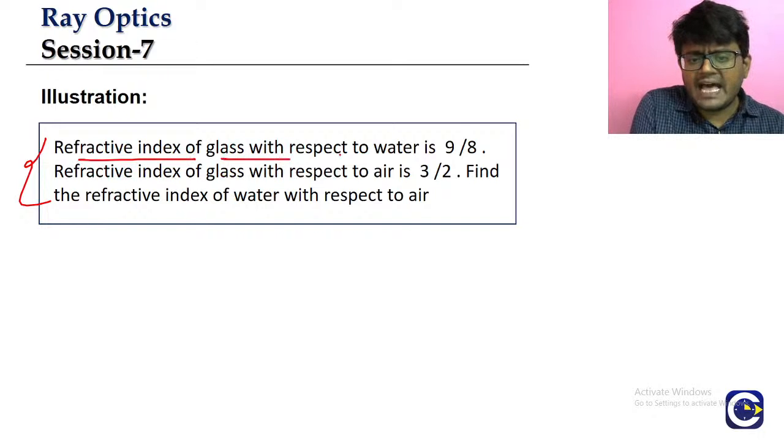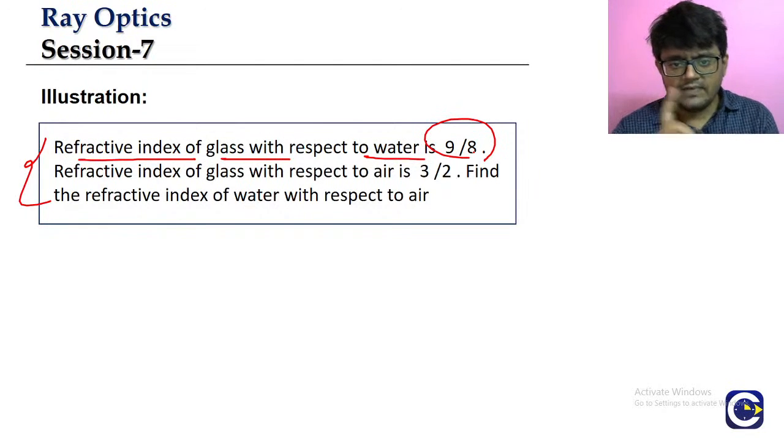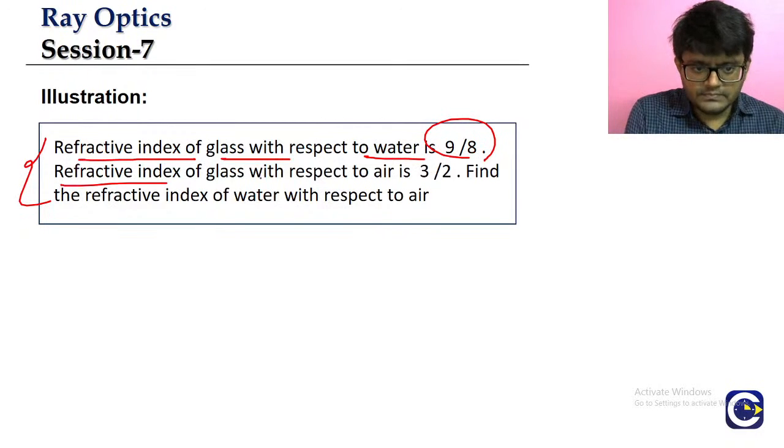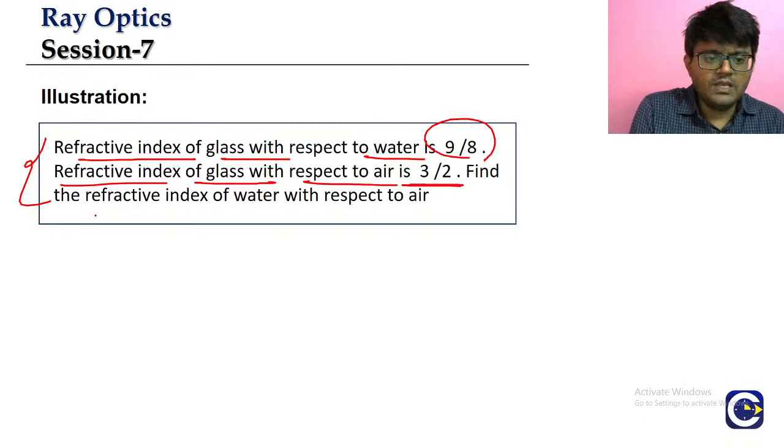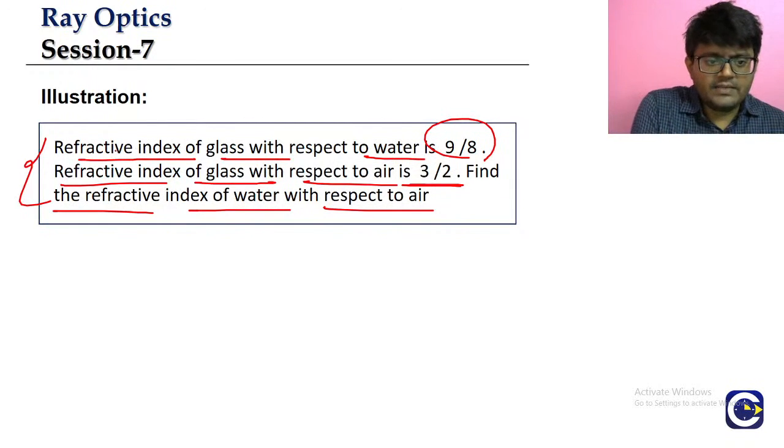Refractive index of glass with respect to water is 9/8. Refractive index of glass with respect to air is 3/2. Find the refractive index of water with respect to air. So this is the relative refractive index concept. Look at this.